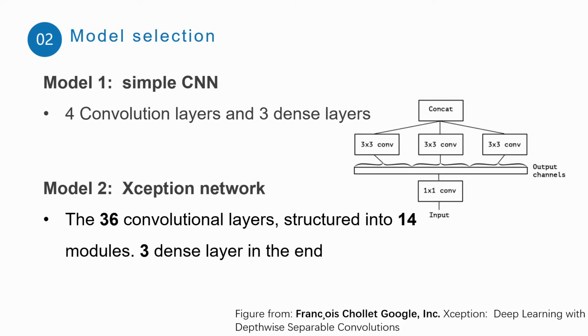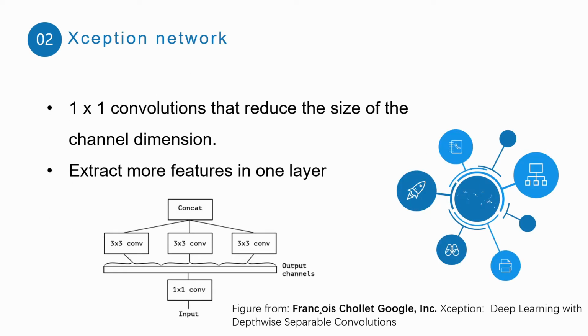Our second model is Xception Network. We maintain the 36 convolutional layers in the original paper. In the end, we add 3 dense layers in order to transfer the network into solving our classification problem. Our intuitive idea of using Xception model comes from 2 great parts of Xception Network. The first is that it uses 1-by-1 convolution to reduce the channel size. The second is that it contains a structure called an inception block so that it can extract multiple features in one layer.